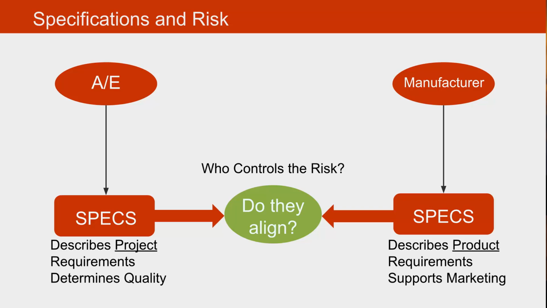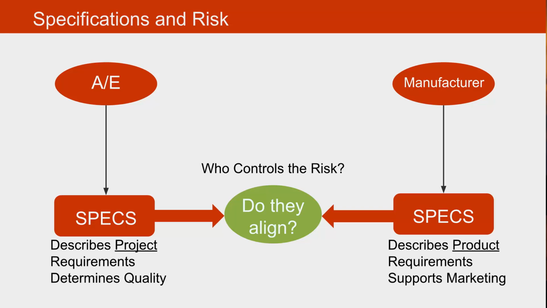The products that go into the building, however, are really created by manufacturers that use specifications to specifically describe those products, what the requirements of those products are, and also to use specifications to support their marketing. Now, you, as a contractor, are right in the middle. You have to ask your question, does the architect-engineer's intention with the specifications align with the manufacturer's requirements of that product?